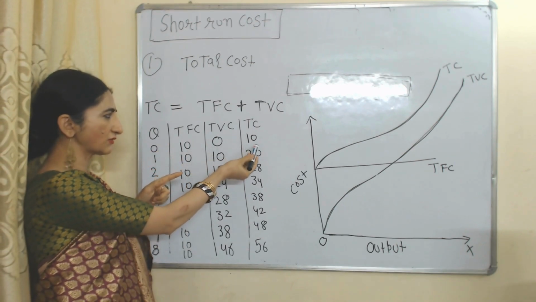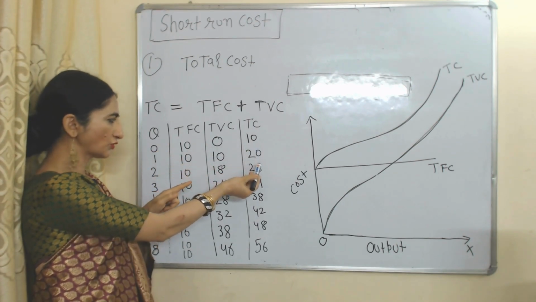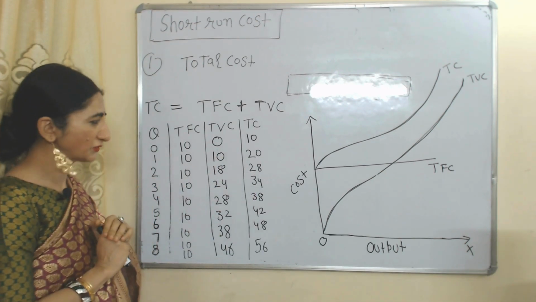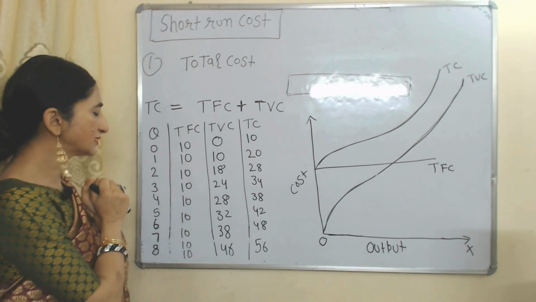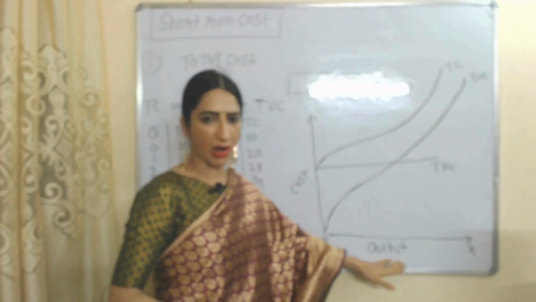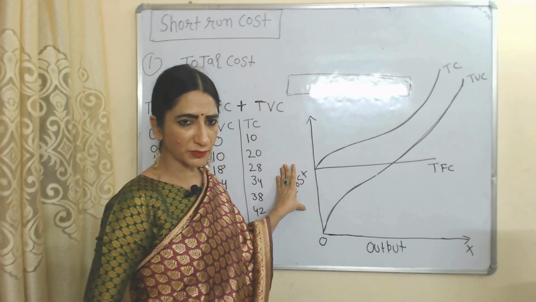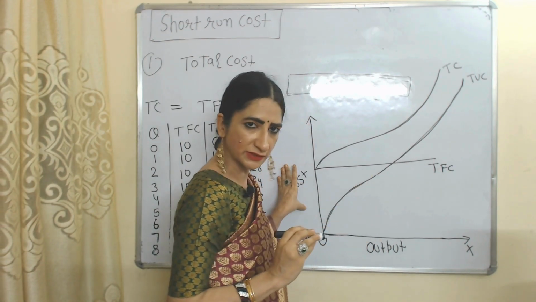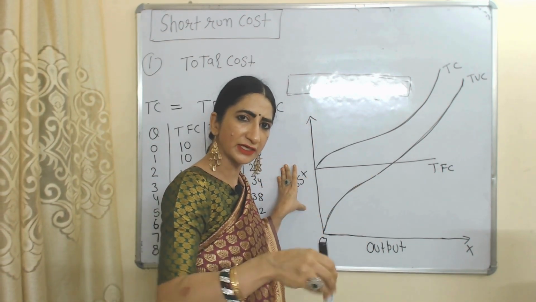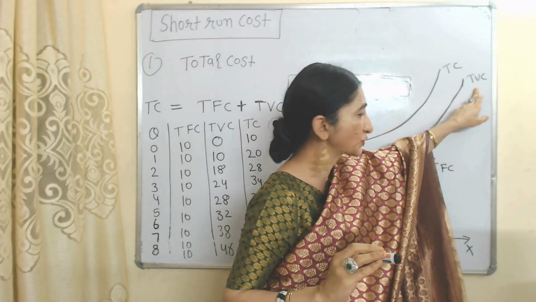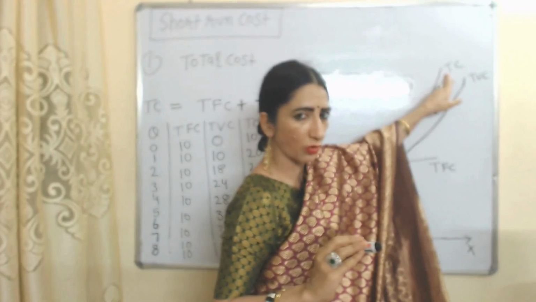10 plus 0 is equal to 10, 10 plus 10 is equal to 20, 10 plus 18 is equal to 28. Similarly you can see for the other units. When we convert this table into a diagram, we will receive this. On the x-axis we have output and on the y-axis we have cost. This horizontal line represents our total fixed cost, which remains constant regardless of output. This is our total variable cost curve and this is our total cost curve.